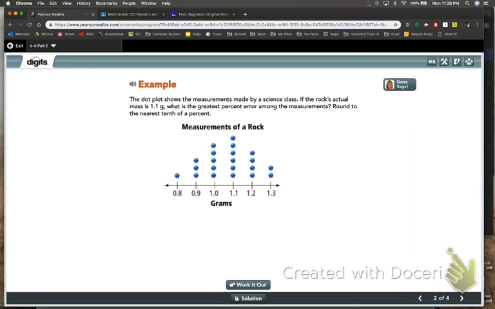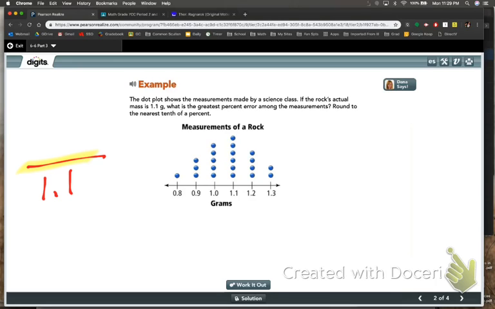Okay, let's take a look at this problem, and then we'll let you guys start working on the homework. Our run time is about 14 minutes and 19 seconds so far. The dot plot shows the measurements made in science class. The rock's actual mass is 1.1 grams. So, let's take note of that this time. The actual is going to be 1.1. What goes on the bottom? The actual.